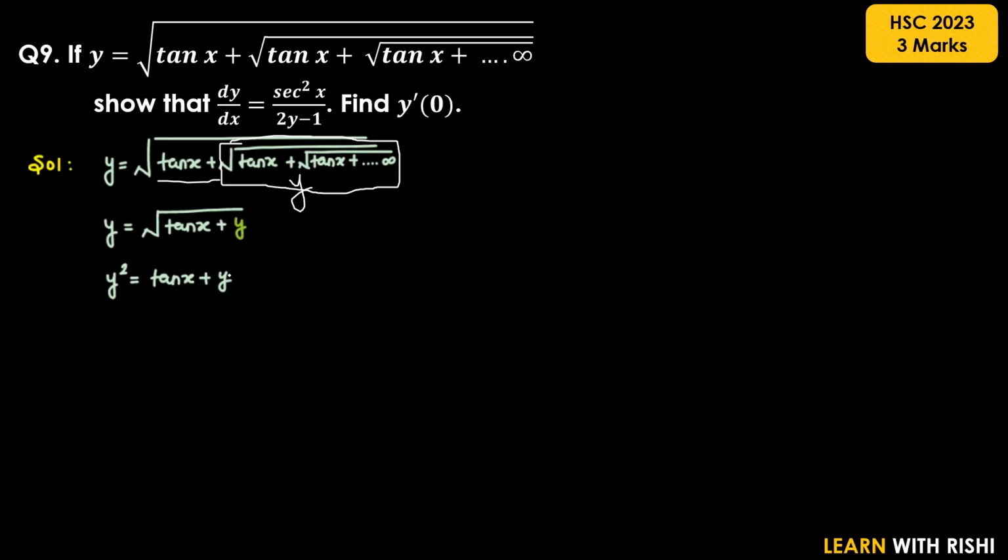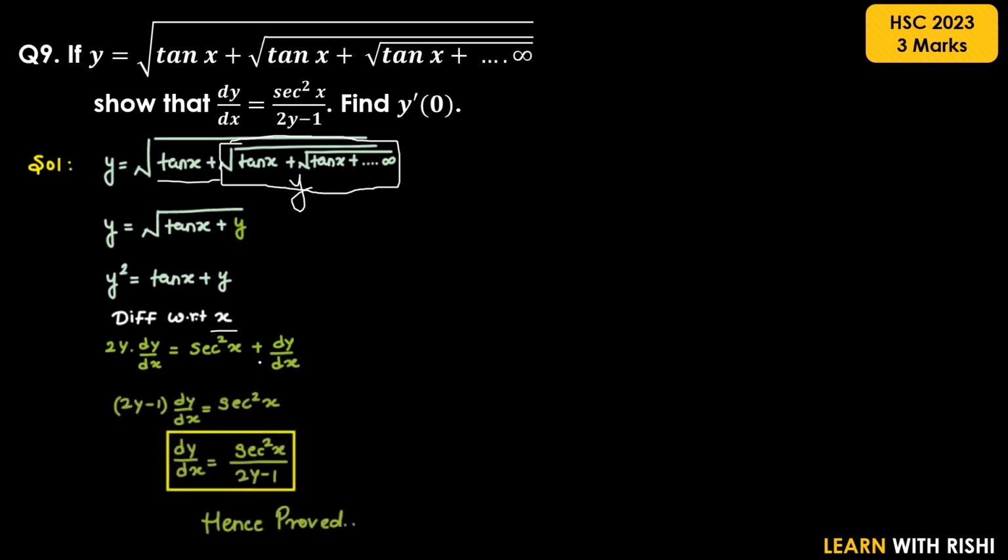Now we'll differentiate with respect to x. So this will be 2y into dy by dx, because we are differentiating with respect to x and here it is y. So we'll apply the chain rule. 2y into dy by dx is equal to derivative of tan x is sec square x plus derivative of y is dy by dx. So we'll take the dy by dx terms common. So 2y minus 1 into dy by dx is equal to sec square x. So that dy by dx is equal to sec square x upon 2y minus 1. So this is the first part of the question which we have proved.